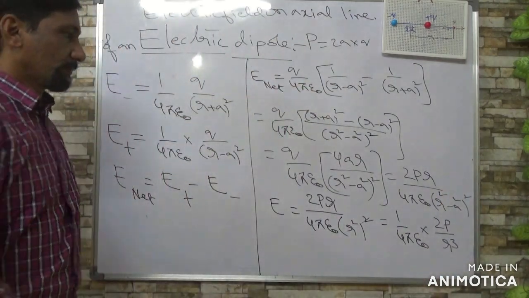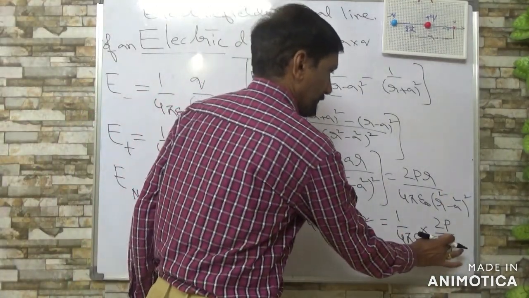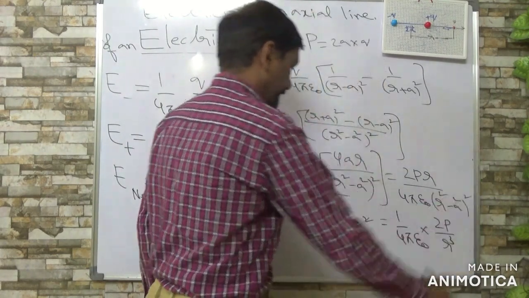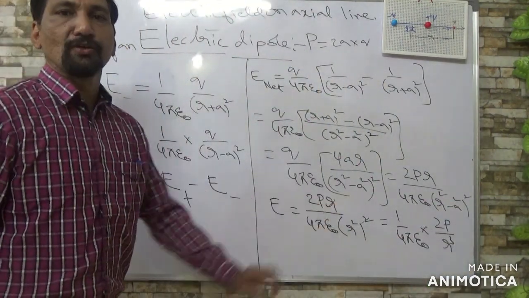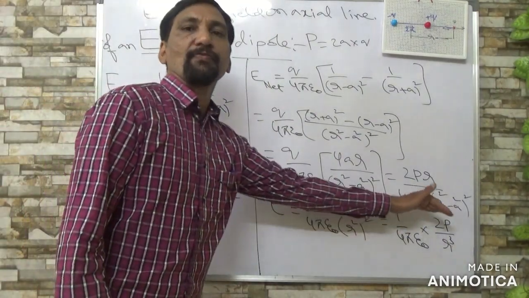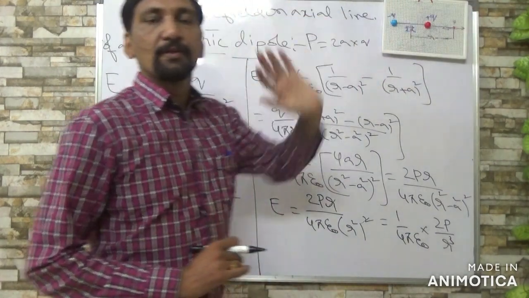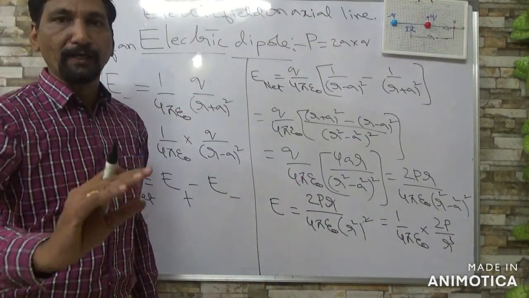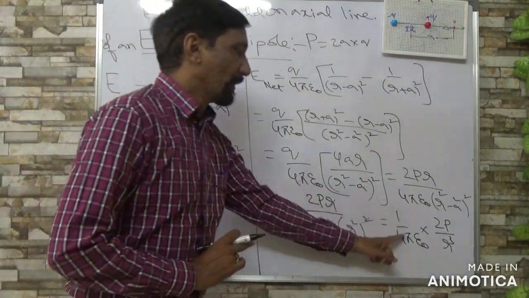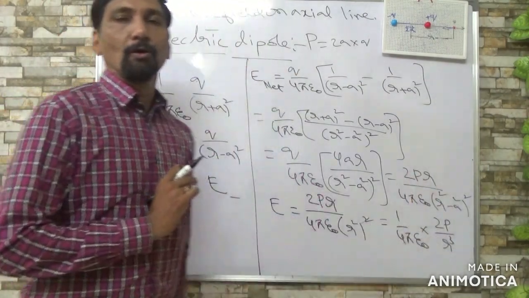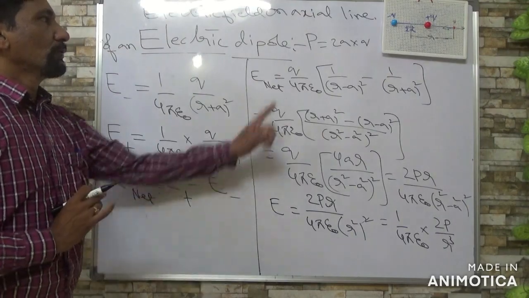Because only one r is cancelled. So the electric field strength on the axial line of a dipole at a point is given by 1 by 4 pi epsilon naught into 2p by r cube, where p is the dipole moment.